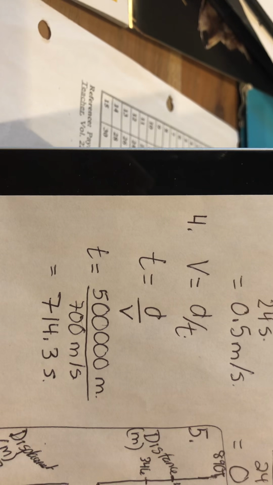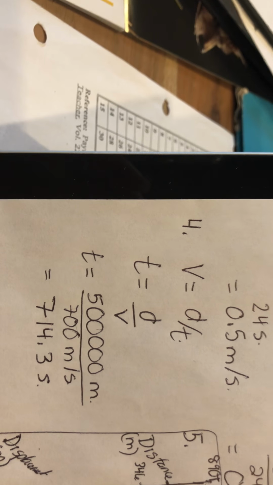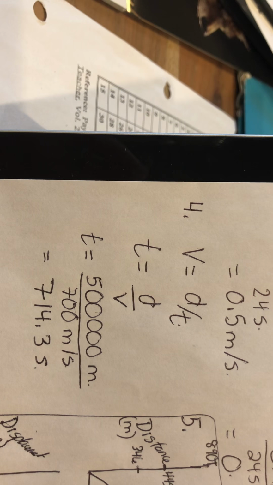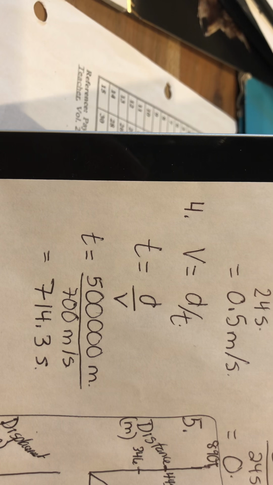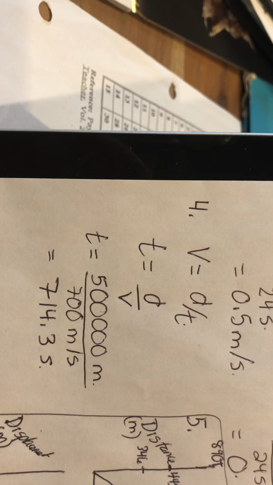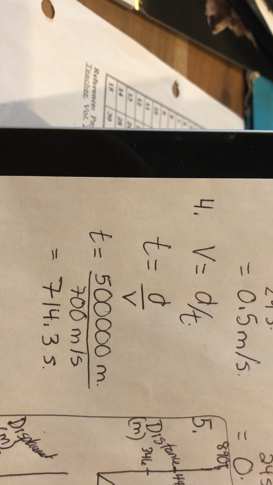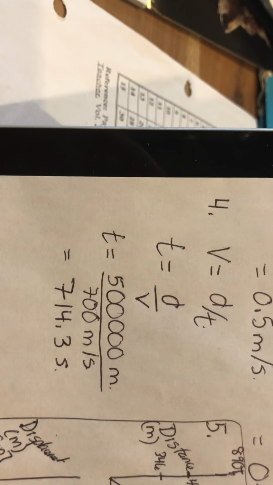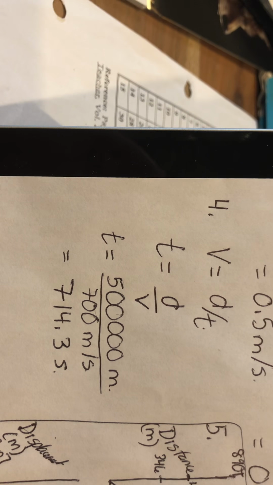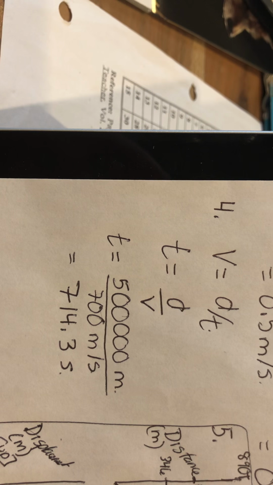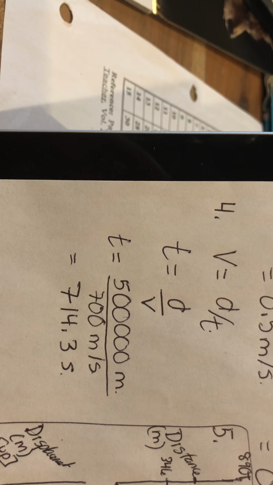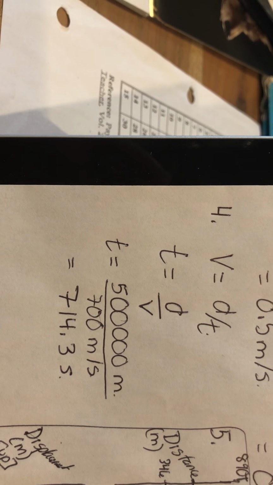Number 4, what you are trying to solve for here is time. Notice how I manipulated the formula so that time is now equal to distance over speed, or displacement over velocity. In this case, it actually ends up being the same thing. I converted 500 kilometers to meters, divided by 700, and I ended up with 714.3 seconds.